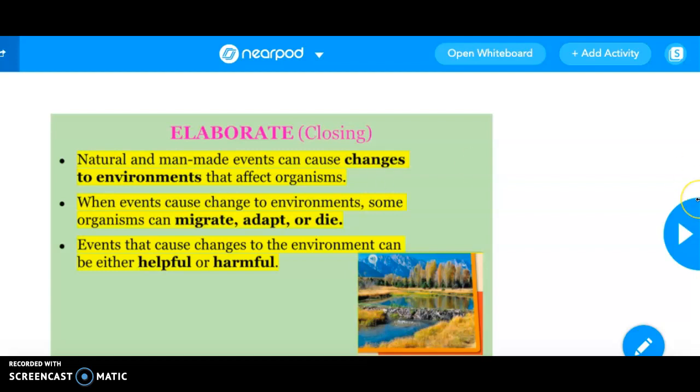And then events that cause changes to the environment can be either helpful or harmful. Again, going back to deforestation, when you cut down trees, hey, it's bad because we are getting rid of those trees where birds build their nests. But at the same time, we're getting rid of those trees because people need homes and we're building new homes. So I want you to think of the positive and the negative.